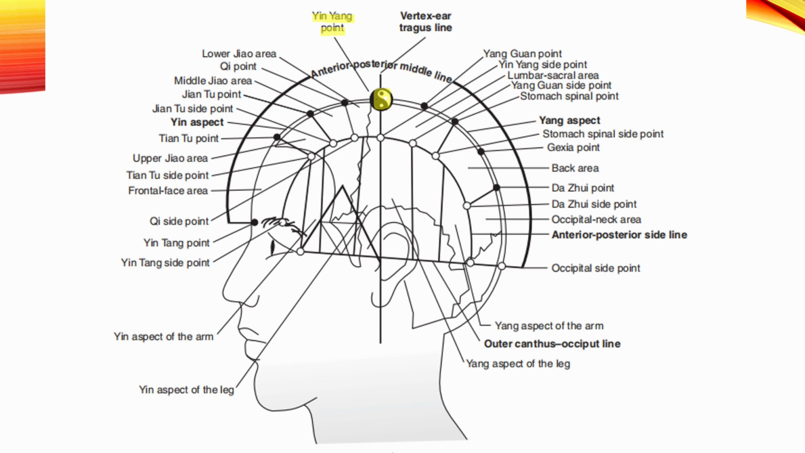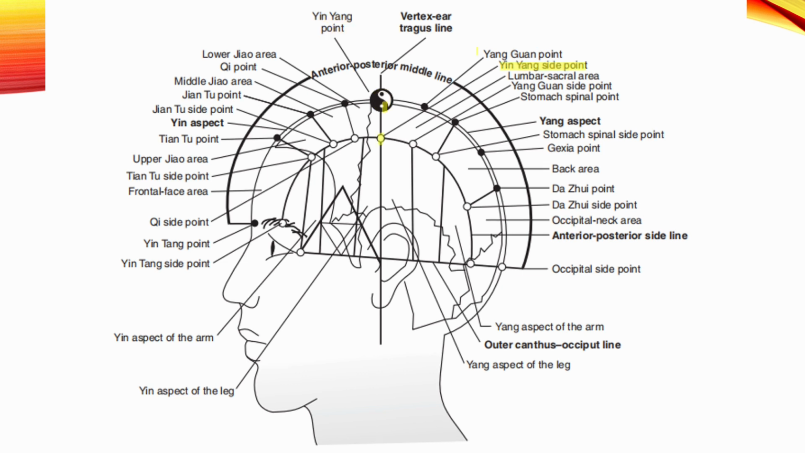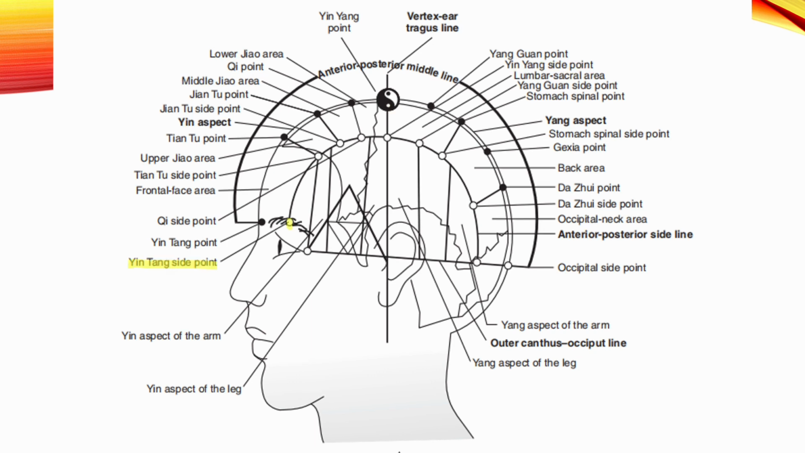Yin-Yang point. This is the midpoint of the anterior-posterior midline. Yin-Yang side point. This is the intersecting point of the anterior-posterior side line with the vertex ear tragus line. Yin-Tang side point. This is the intersection point between the line extending laterally from the Yin-Tang point with the anterior-posterior side line.